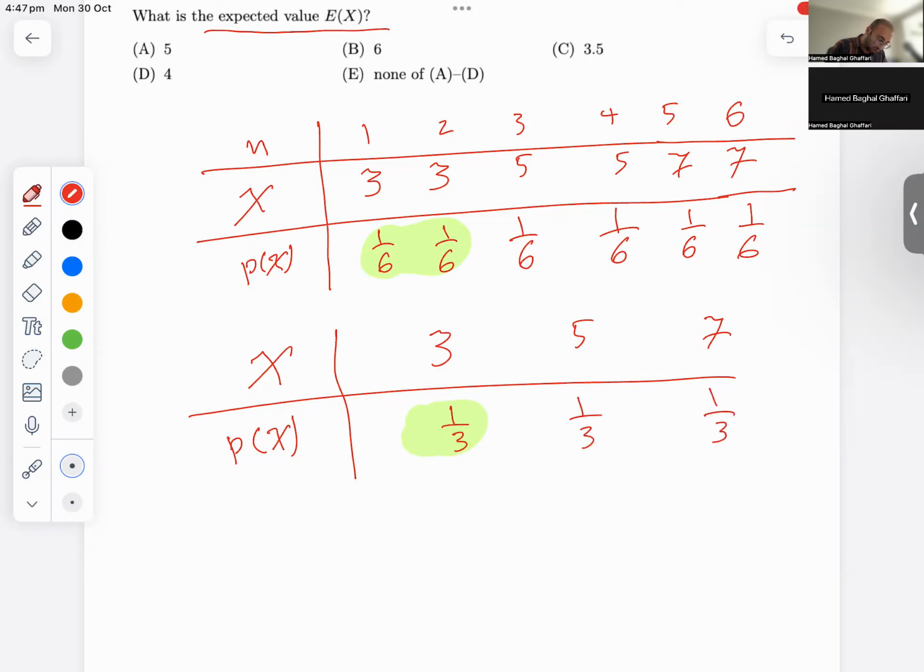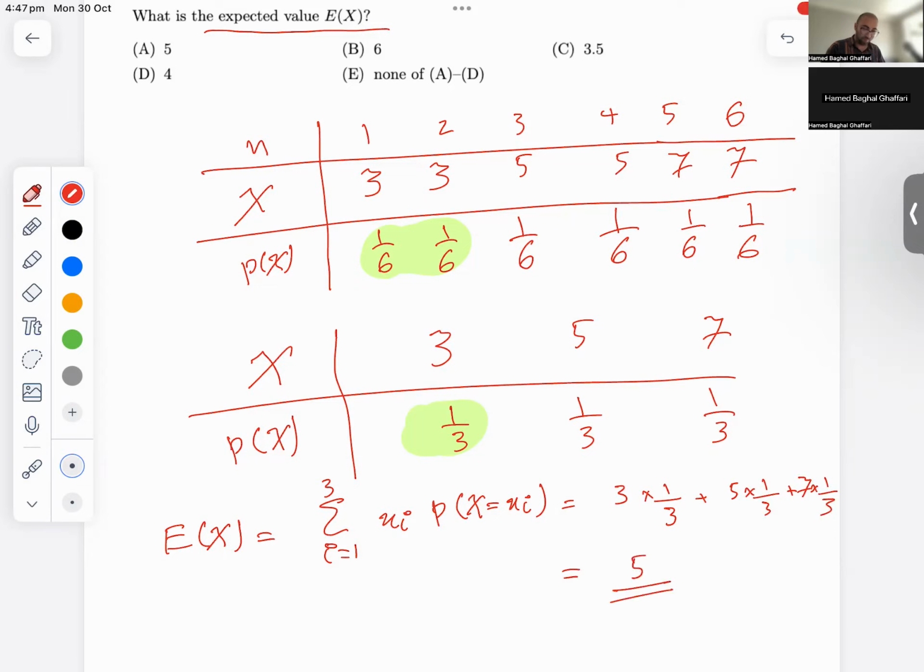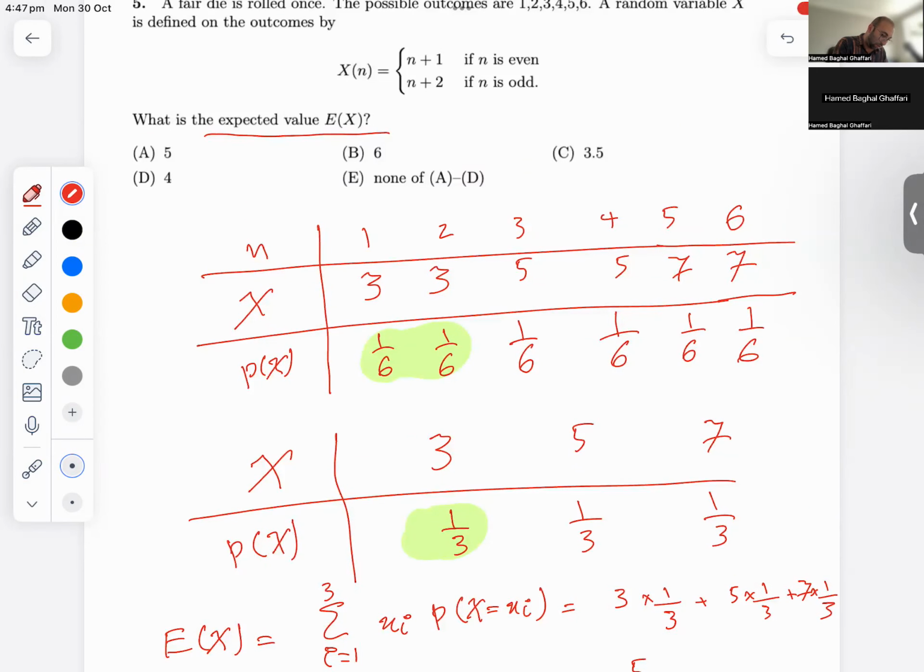Now, the expectation of x, or the mean of x, or the average of x, will be the sum of x_i times the probability of x_i, i from 1 to 3. From here, 3 times 1 over 3, plus 5 times 1 over 3, plus 7 times 1 over 3. And the answer will be 5. So this is the expectation of the random variable x, and the answer is 5.